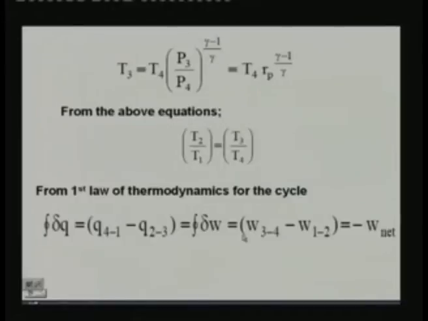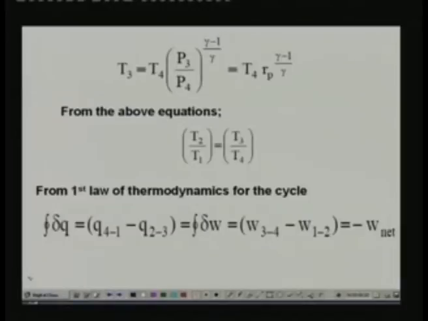Similar to the process 1 to 2, process 3 to 4 is isentropic expansion. So again you can get this equation for the process 3 to 4, where T3 is equal to T4 into P3 by P4 to the power of gamma minus 1 by gamma, which is again equal to T4 into pressure ratio to the power of gamma minus 1 by gamma. From these two relations you can very easily show that T2 by T1 is equal to T3 by T4. And now we apply the first law of thermodynamics for the entire cycle.